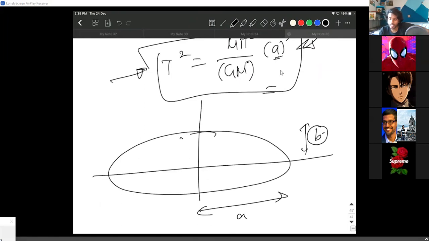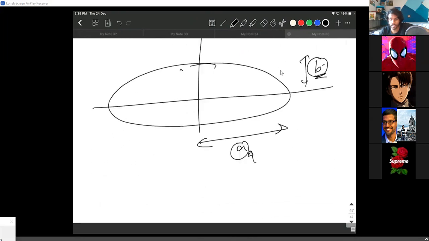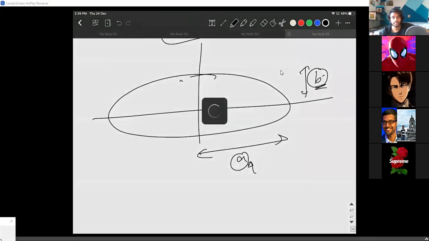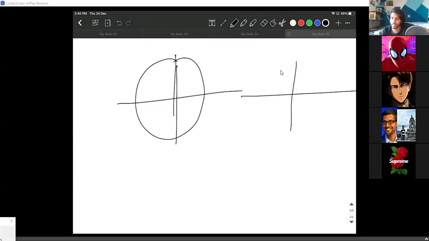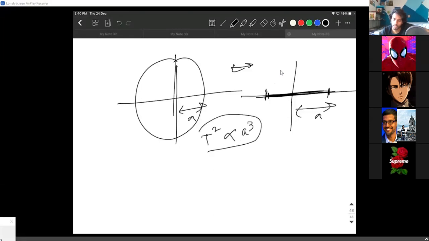Okay. So look at this thing. The time period only depends on the semi-major axis. It doesn't depend on the semi-minor axis. So it doesn't really matter whether the orbit is almost circular or almost a straight line. In both cases, it only depends on A only. So the time period is proportional to A cube only. It doesn't matter whether e is 0, whether e is 1, or somewhere in between. The time period is always proportional to A cube only.